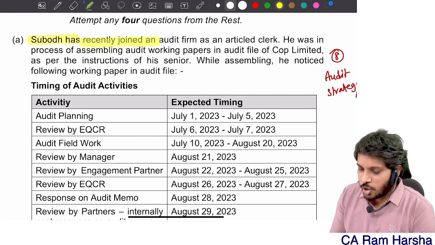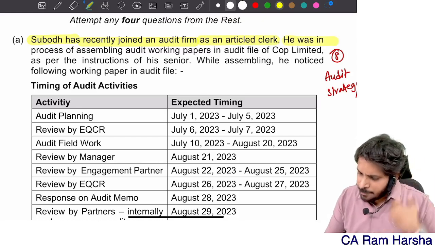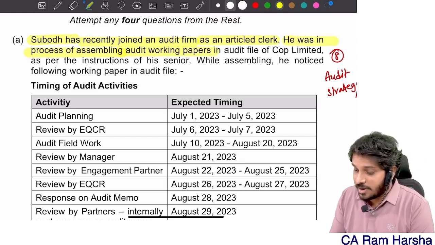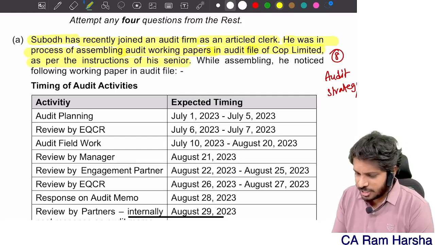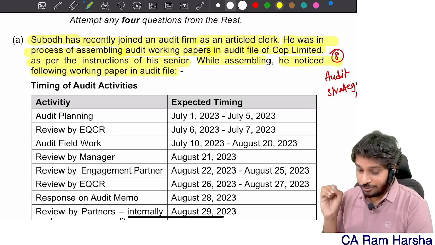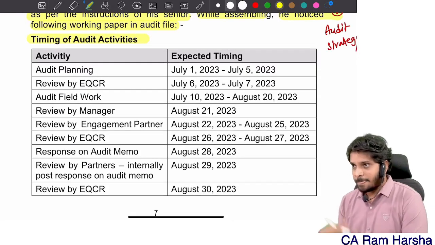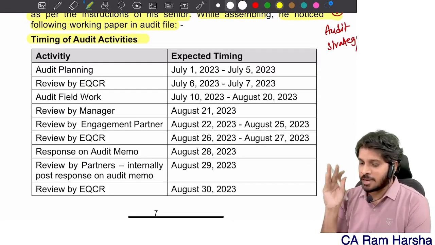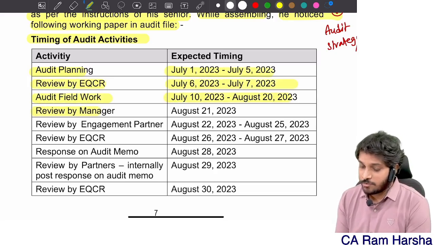Subodh has recently joined an audit firm as an articled clerk. He was in the process of assembling audit working papers in the audit file of COP Limited as per the instructions of his senior. While assembling, he noticed the following work paper: timing of audit activities. Audit planning was on so and so date, review by EQCR on so and so period, audit field work is on so and so, review by manager so and so.